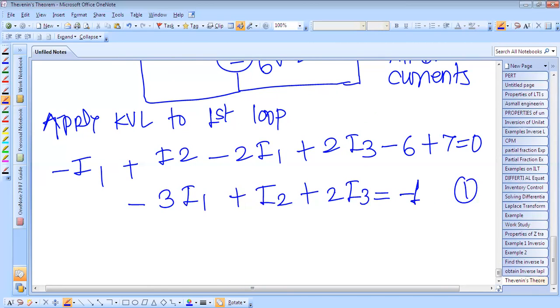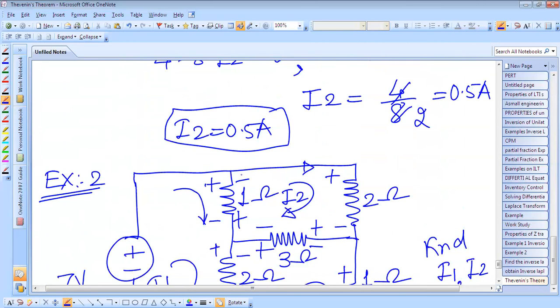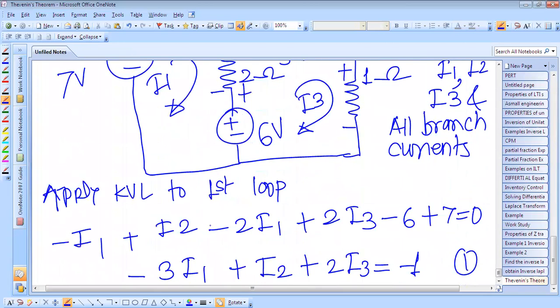Now apply the KVL to this second loop also. This is the second loop. We have to apply the KVL to this second loop. Okay, so there is a fall in potential because of this I2, there is also a fall in potential in this resistance, but there is a rise in potential because of this I3, which is coming opposite to the I2. Again, there is a fall in potential in this 1 ohm resistance, but there is again a rise in potential because of this current I1. Accordingly, we have to write the equation.